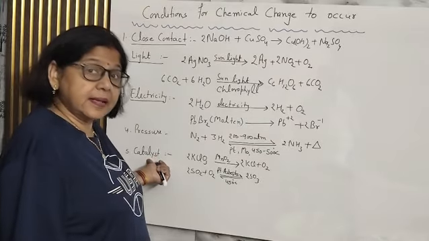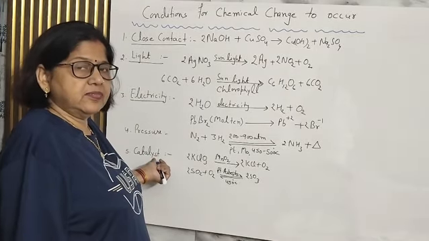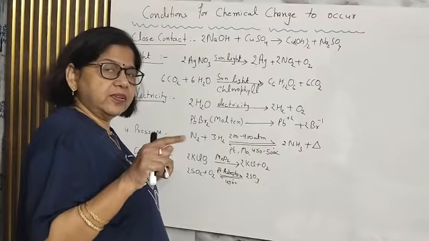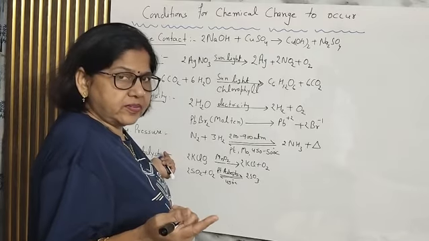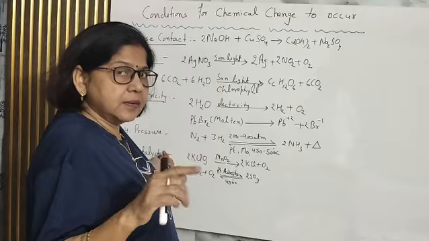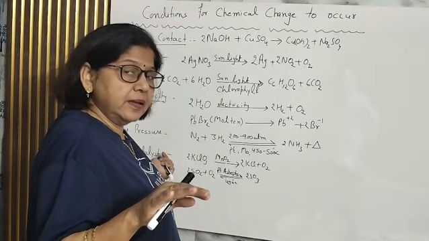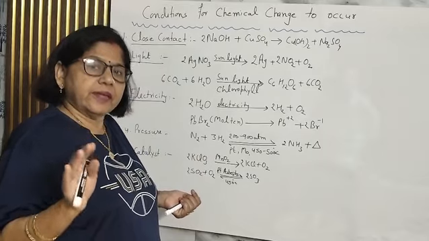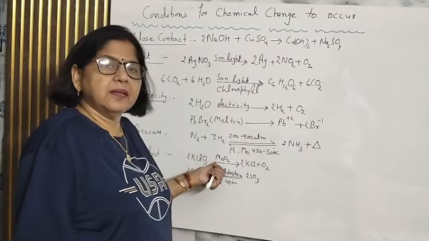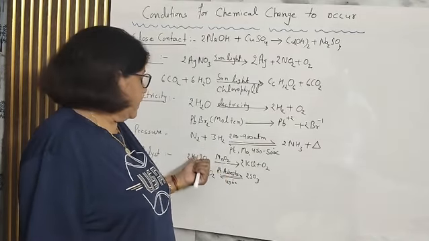And the last comes the catalyst. Catalysts, children, are substances which alter the rate of reaction. I am using the word alter. Alter means they may increase also, they may decrease also the rate of reaction. Right now I am discussing the one which increases.